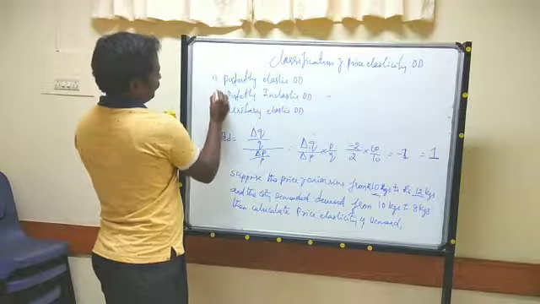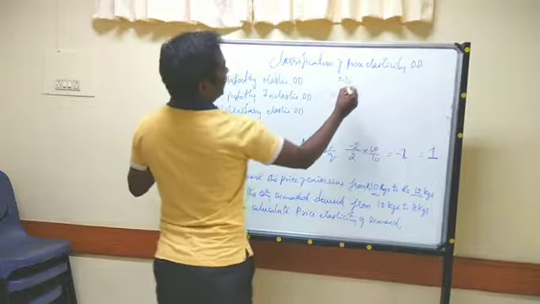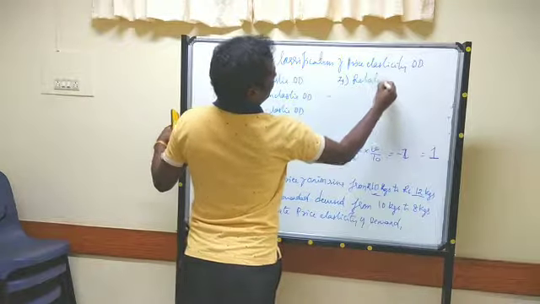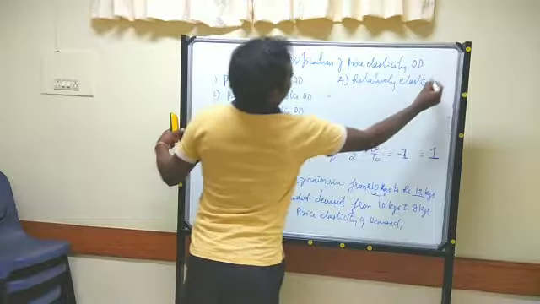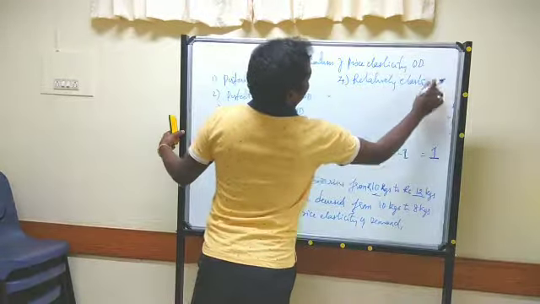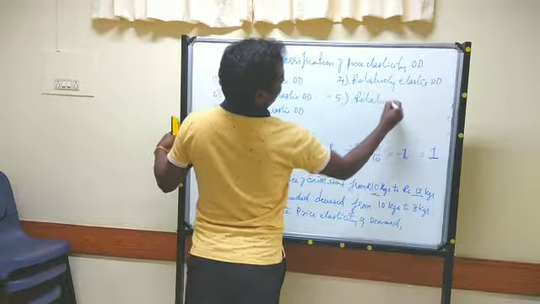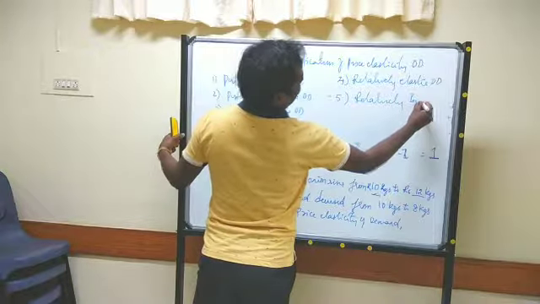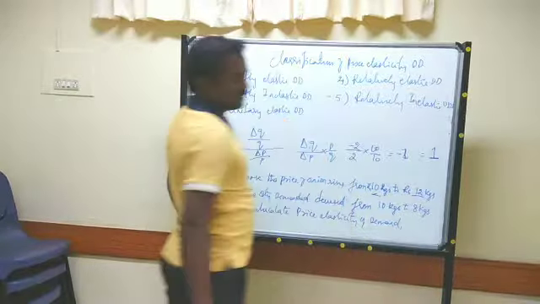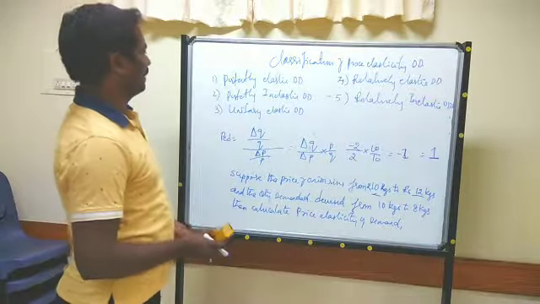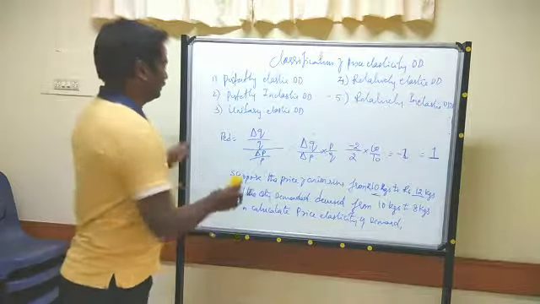Fourth, relatively elastic demand, and fifth one, relatively inelastic demand. So these are the 5 degrees of elastic demand. First we'll learn one by one in detail.